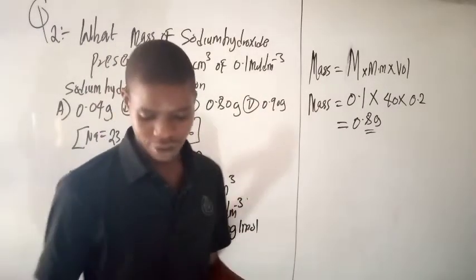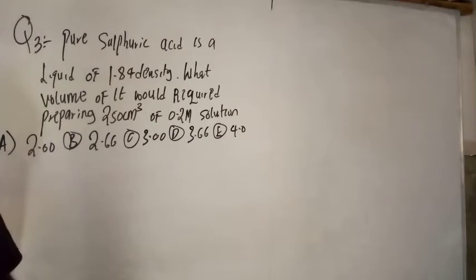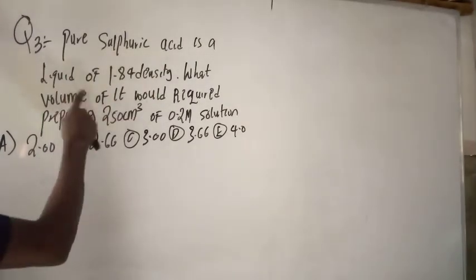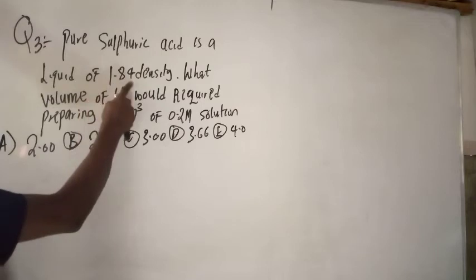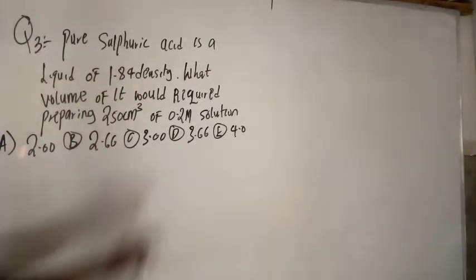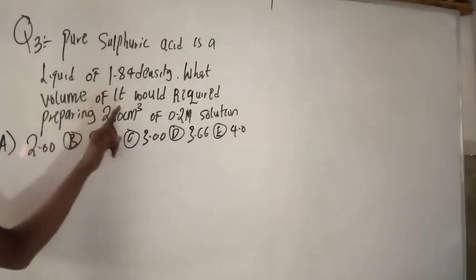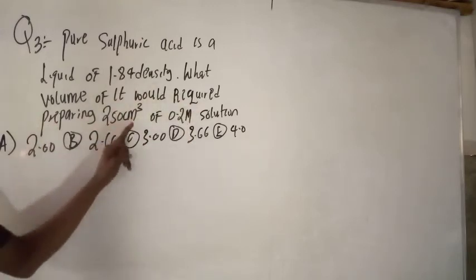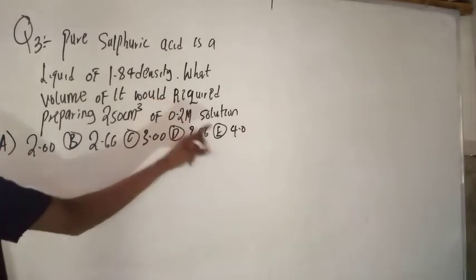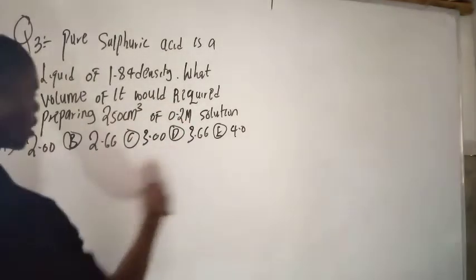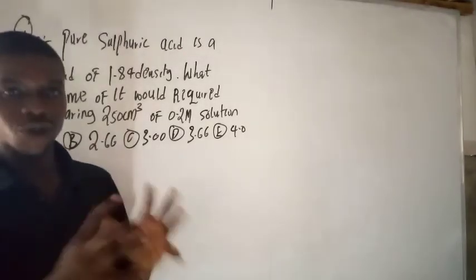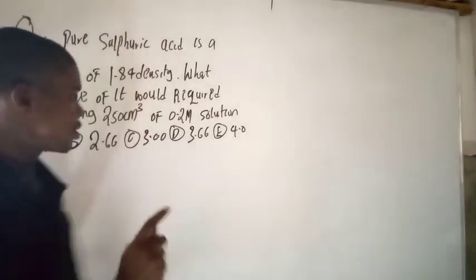Now let's move to the third question. From the third question here, they say pure sulfuric acid is a liquid of 1.84 density. What volume of it will be required to prepare 250 cm cube of 0.2 molarity solution here? Now here are the options. Now let's calculate here. This one is a little bit more complex than what we have been doing. So please, I'd like you all to pay very close attention.